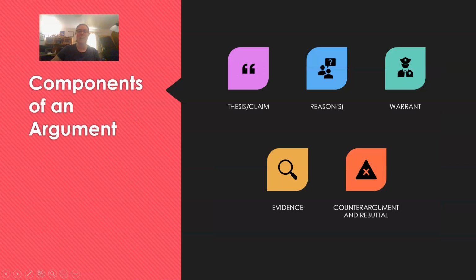As I mentioned in Core Lecture 20, an argument goes beyond just a simple one-and-done statement of here's what I think about this particular topic. Rather, an argument is a well-developed entrance into an ongoing conversation. So when we craft a well-rounded and effective argument, there are several components that we want to ensure that we're including. We want to make sure that we've got a thesis or a claim. We want to make sure that we've got reasons, warrants, evidence, as well as counterarguments and rebuttals.